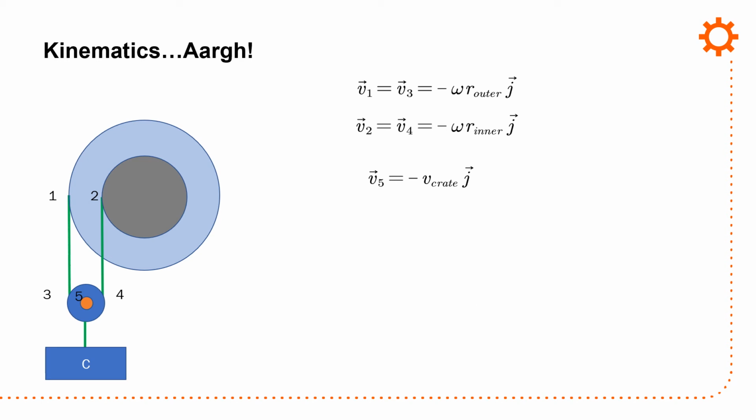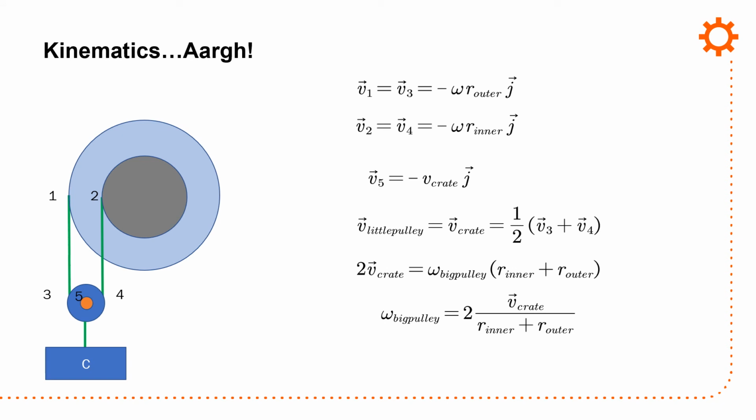So I have all of those terms now. I can substitute the V of the little pulley equals the velocity of the crate, because that's moving at the same rate, and it's going to be 1/2 of V3 plus V4. The velocity of the crate times 2 is equal to omega of the big pulley times R inner plus R outer. Omega of the big pulley is then twice the velocity of the crate divided by R inner plus R outer. It's kind of difficult to visualize. It's really hard to visualize this, but it's actually useful, and you've done some similar types of problems, and it's helpful to think about it in terms of the vector approach to solve for this.